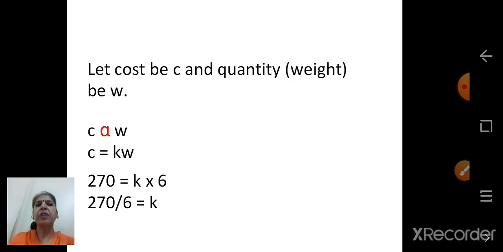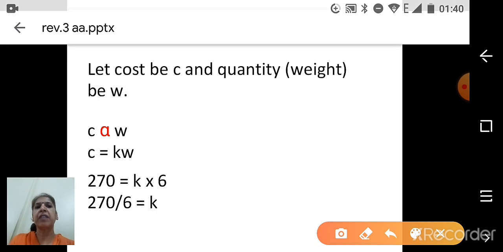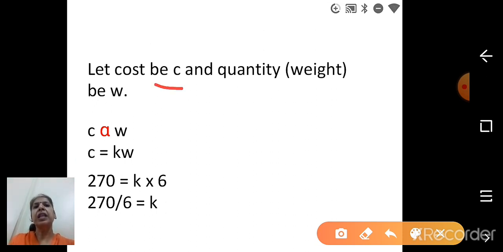So first, we have to take two variables. Let the cost be C and the quantity, the weight, be W. So in short you can write cost as C, weight as W. Then it is an example of direct variation, as it is given directly proportional to. So we will write the symbolic representation: C varies directly as W. And the next step is C = KW.